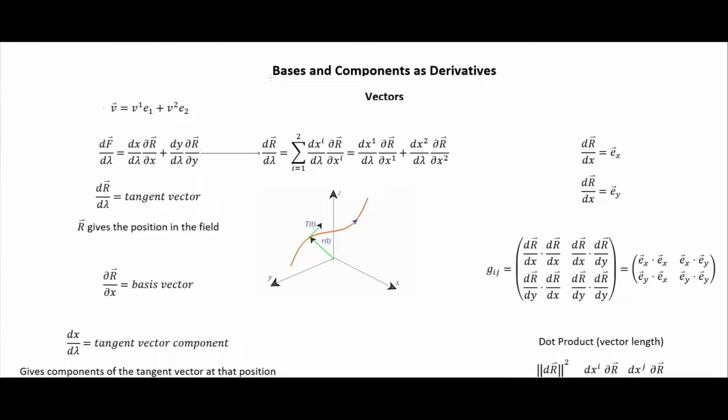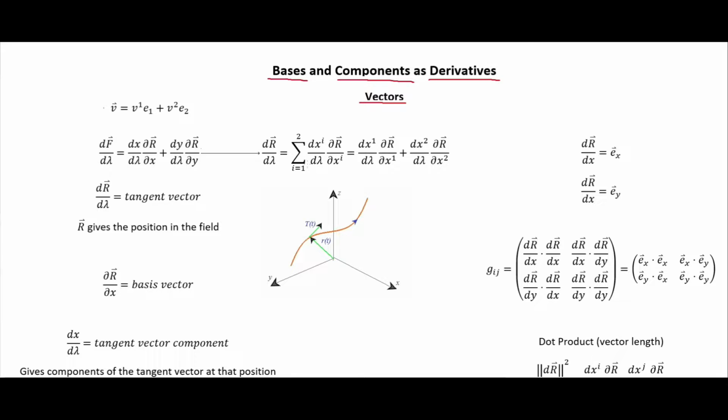In this video, I'm going to be talking about how bases and components of vectors can actually be derivatives. In the first part, I'm going to talk about vectors. In the second part, I will talk about covectors.